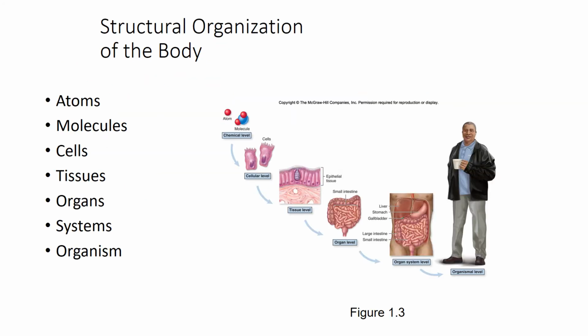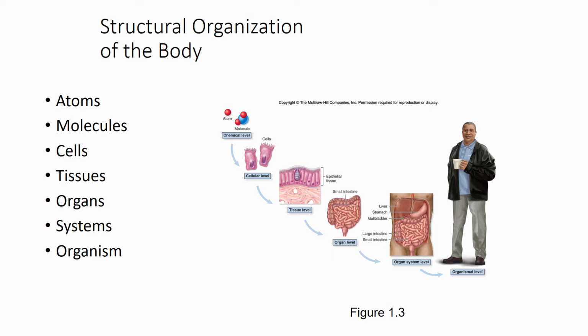In order to understand macroscopic anatomy, we have to understand how the body is structurally organized, going from smallest to largest. We start with atoms. These are at the chemical level, which is the simplest level. Atoms are the smallest units of matter that make us up.